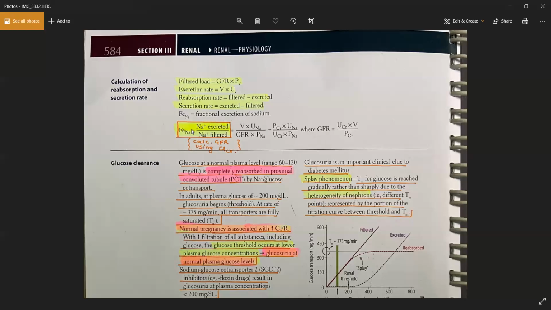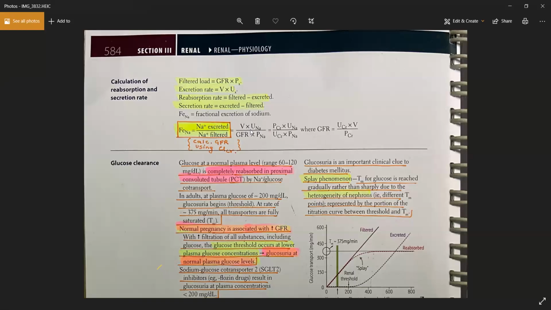So the excretion rate of sodium is given by the concentration of sodium in the urine multiplied by the flow rate of the urine, divided by the filtered load of sodium, which is given by the concentration of sodium in the plasma multiplied by the GFR. Is that okay up to here?